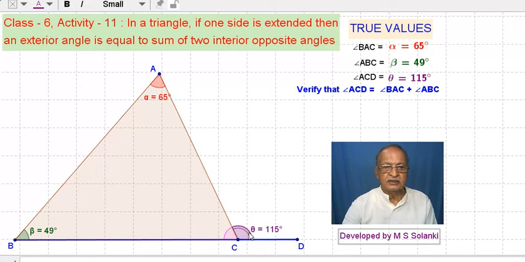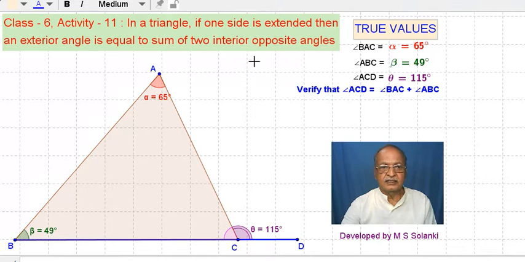This angle ACD is equal to angle BAC plus angle ABC. This angle in green is equal to this exterior angle. Here it is given. We have already drawn this figure.